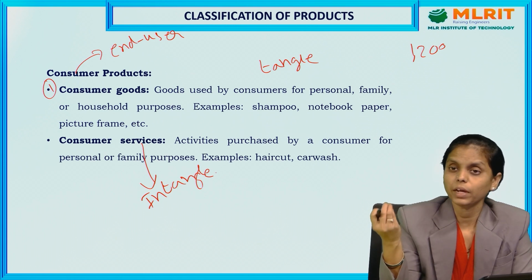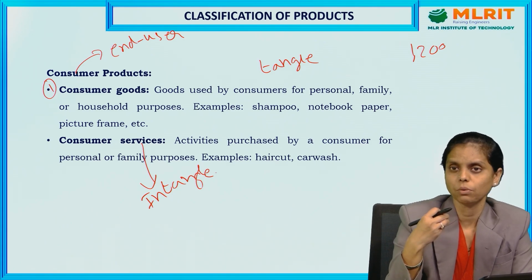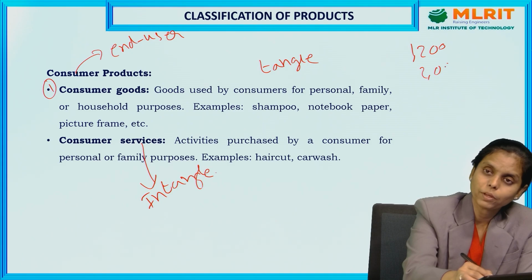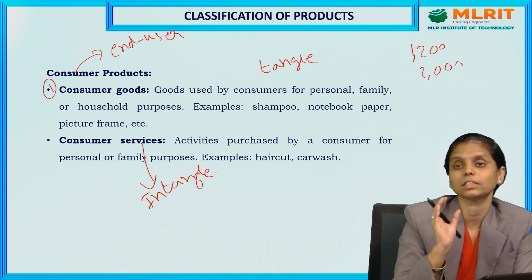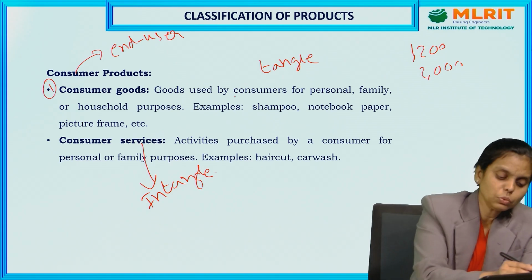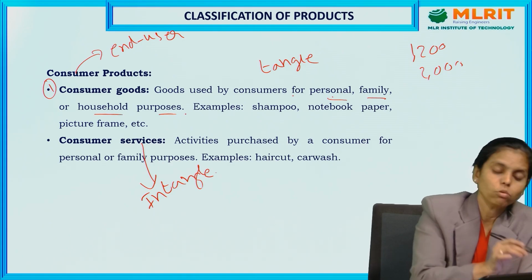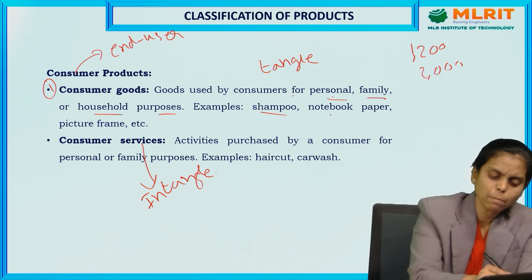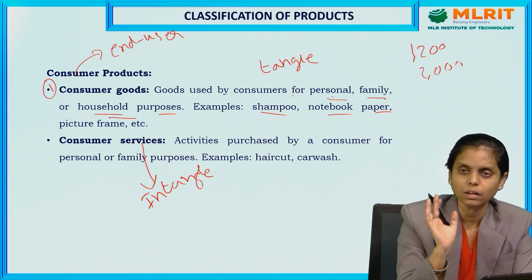I went to a doctor, a psychiatrist. They have given certain counseling to me. I have paid 2000 rupees to that doctor. For what have I paid? What is my product? That is a service that they have provided. So, goods and services. Goods used by the consumers for personal, family or household purposes. For example, shampoos, notebooks, pens, books, electronic goods, all that will come under consumer goods.